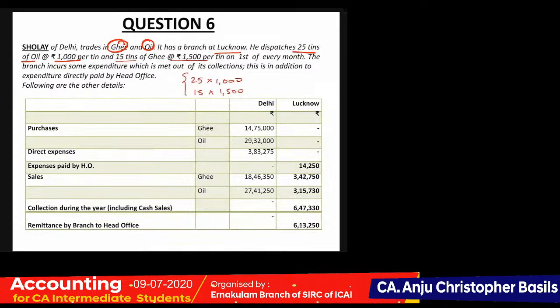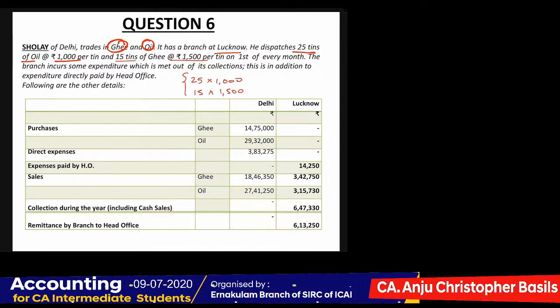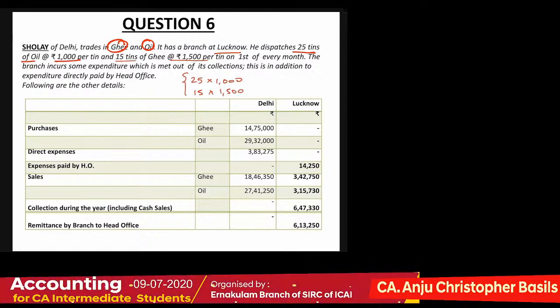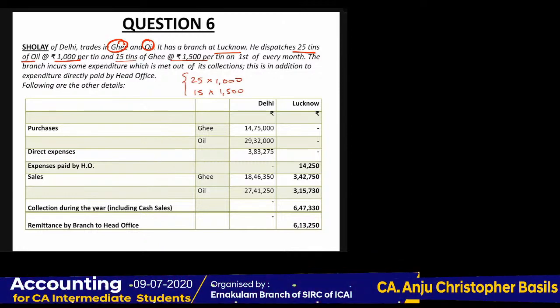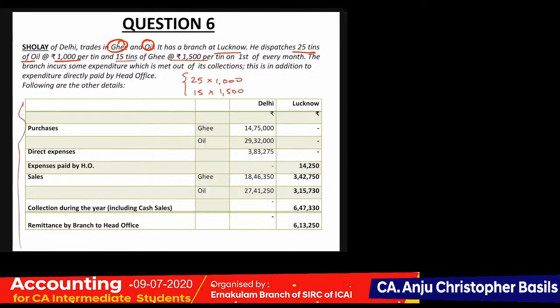All right, the branch incurs some expenditure which is met out of its collections. This is in addition to the expenditure directly paid by head office. So the branch has got its own few expenses, and similarly few expenses of the branch are met by the head office also. Okay, so both types of expenses are there. Now we are given the details of both, for Delhi and Lucknow. Delhi is the head office, and the Lucknow branch details are also given to us.